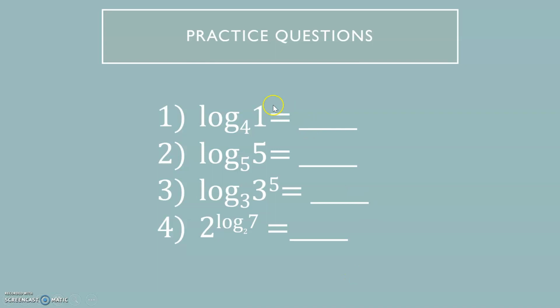You should have gotten log base 4 of 1 is equal to 0. Log base 5 of 5 is equal to 1. Log base 3 of 3 to the 5th, these cancel each other out, and we're left with 5. Exponential base 2 with a log base 2, they cancel each other out, and you're left with 7.